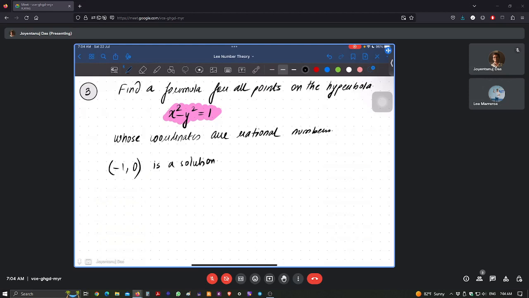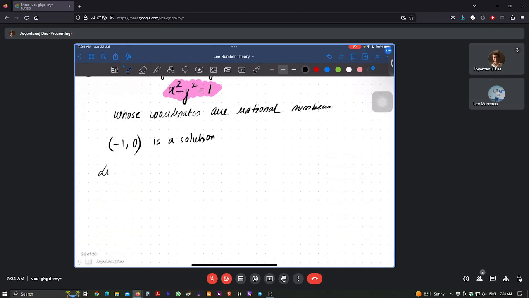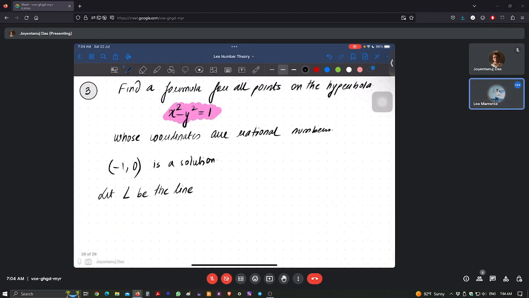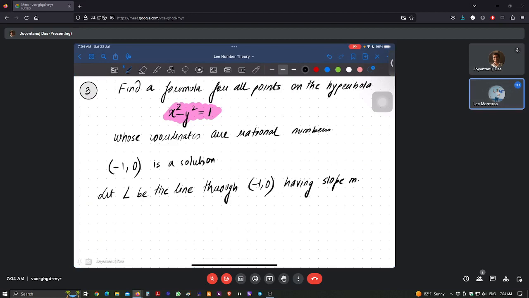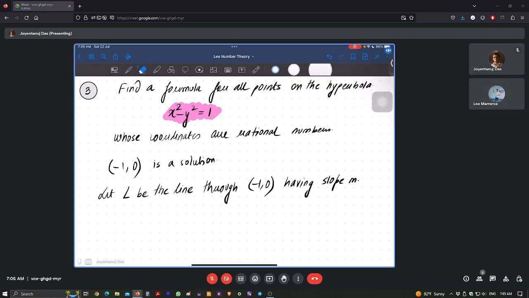So we'll consider the line through this point. So let L be the line. But I just didn't think of that because 0 is not a rational number, or is it a rational number? No, 0, we'll consider 0 as a rational number. But minus 1 is also not a rational number, right? No, no. A rational number is not only positive, you have negative numbers also. But it should be in the form of A over B. So the thing is, the GCD has to be 1.